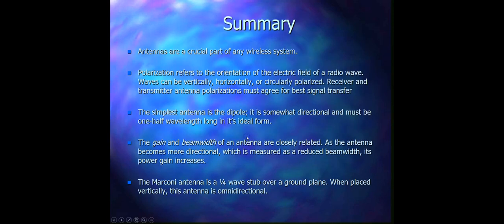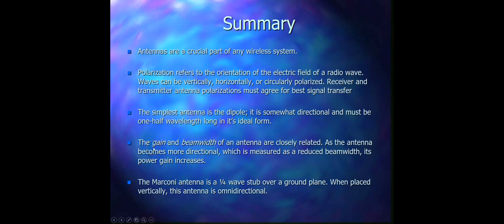Now next is the summary, and I'm going to quickly read these points. First, it says antennas are a crucial part of any wireless system, which is true. Polarization refers to the orientation of the electric field of a radio wave. Waves can be vertically, horizontally, or circularly polarized. Receiver and transmitter antenna polarization must agree for best signal transfer. The simplest antenna is the dipole. It is somewhat directional and must be 1/2 wavelength long in its ideal form.